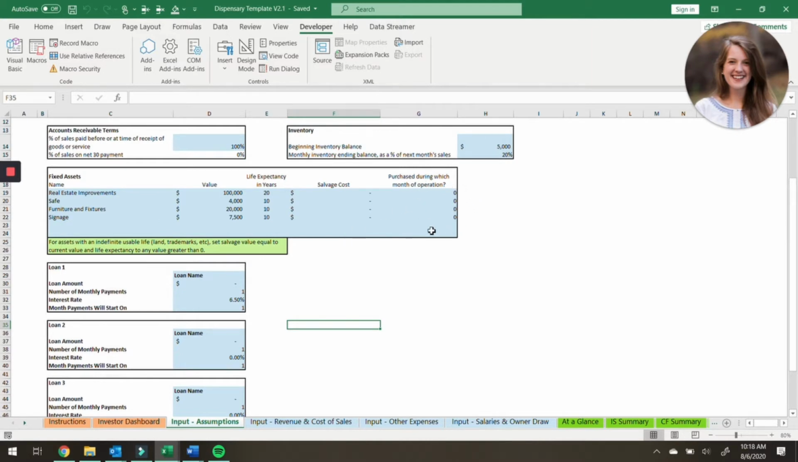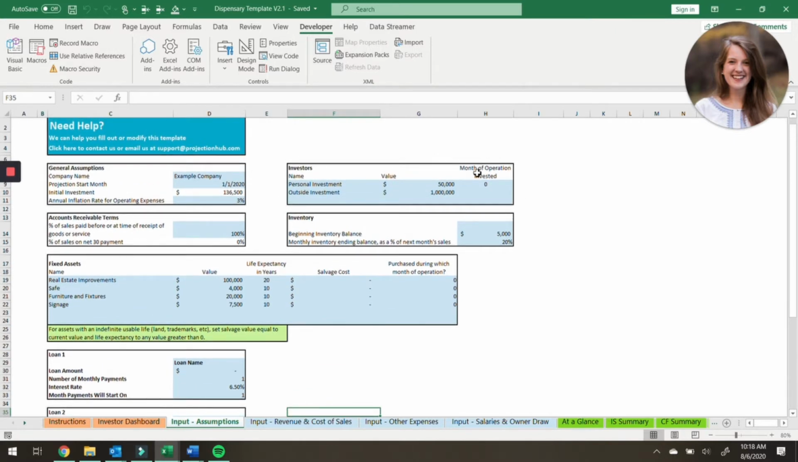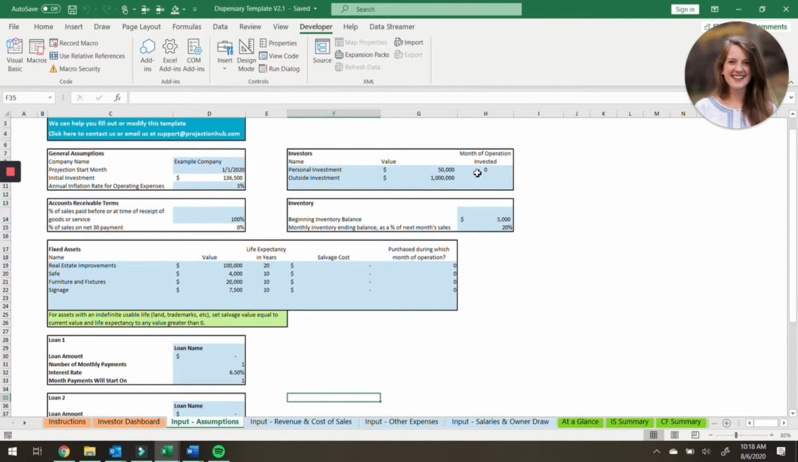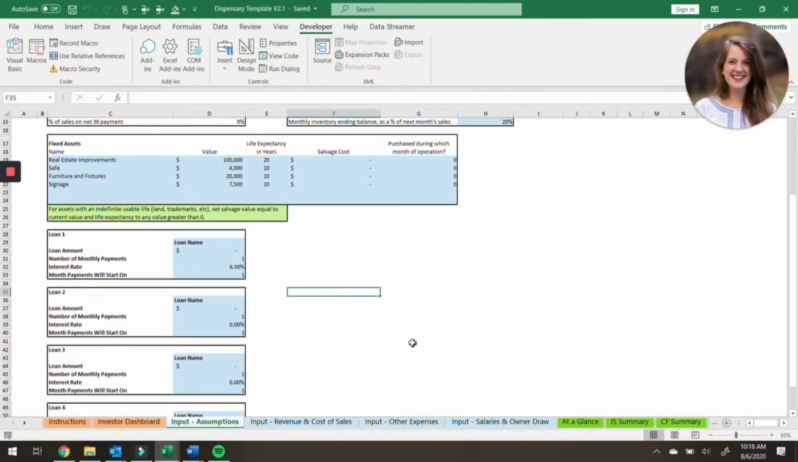And then purchase during which month of operation. Anytime you see 0 for the purchase month, you'll see it here in the investment amount as well. That is just going to be assuming that the purchase or the acquisition of funds is right before the balance sheet begins. So we call that your opening balance sheet, just assuming these things happen right before operations start.